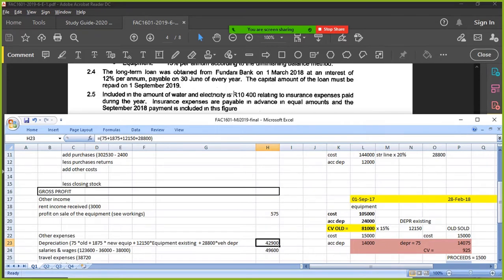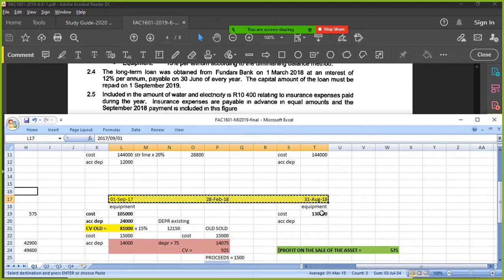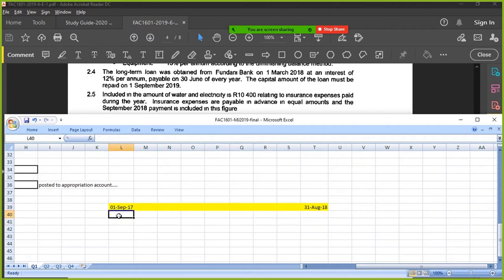2.4, the long-term loan was obtained from the bank. Okay, and again, we need another timeline. These are financing costs. The long-term loan was acquired from the bank on the 1st of March. Ooh, it's in between, hey? See how important it is to draw a timeline. Helps a lot. Okay, that's September. That's August. This was when? 1st of March. Okay, the long-term loan was acquired.